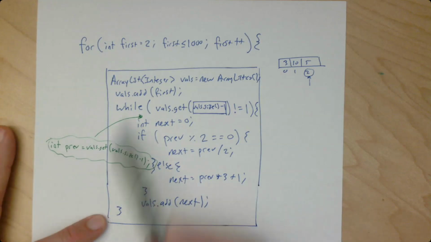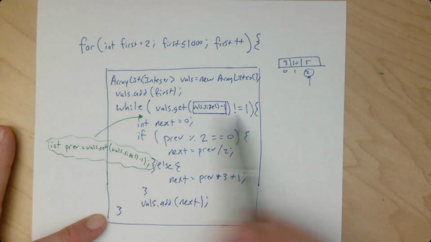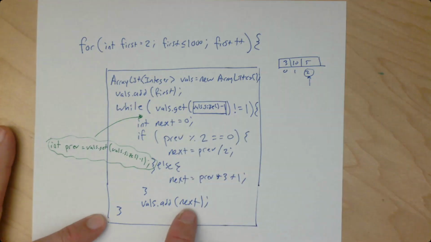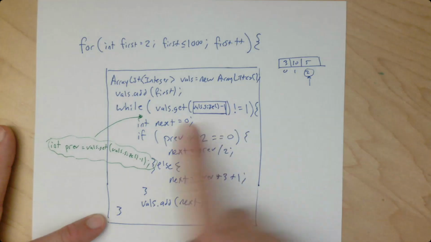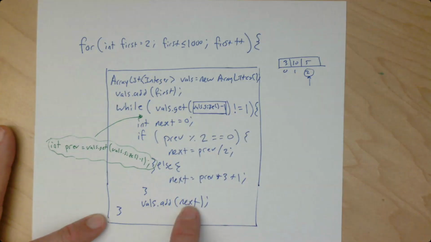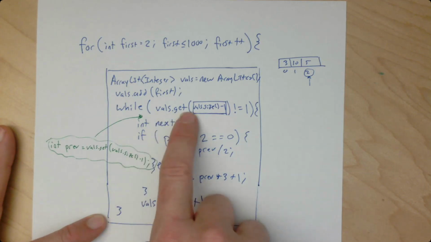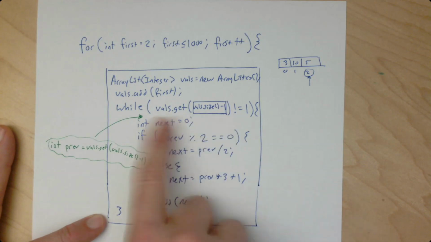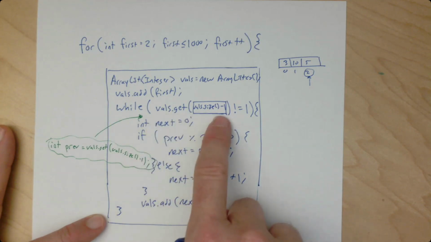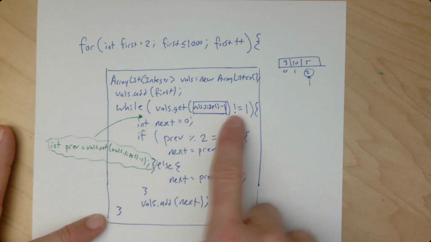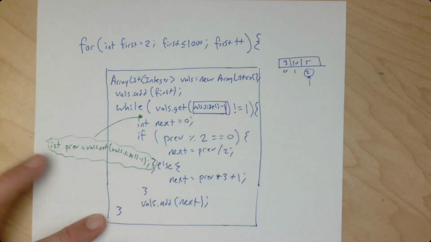And so now I'll go back up to the top and I'll get out the new last thing in the list, which was this next that I just added a second ago. And if it's not equal to 1, I'll do it again and add the next term. And I'll do it again and add the next term. And eventually, next is going to be equal to 1. And then I'll come up here, and because the most recent thing I added is equal to 1, this will be false, that it's not equal to 1. And so I'll exit the while loop.